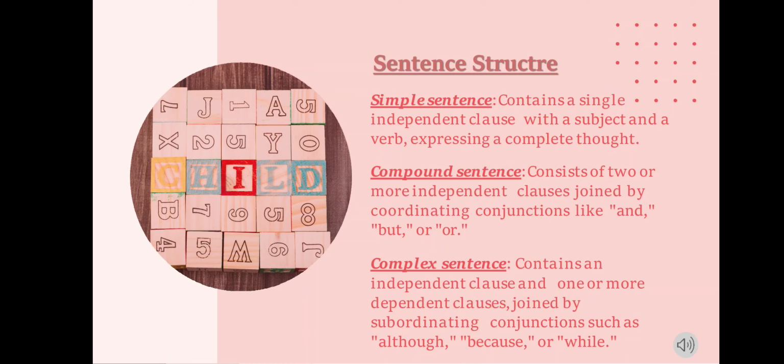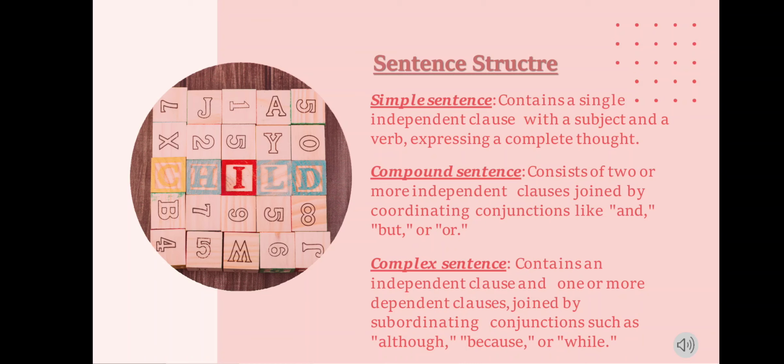A compound sentence consists of two or even more independent clauses joined by coordinating conjunctions such as and, but, or, or simply by punctuation marks like semicolons. Each independent clause can stand alone as a separate sentence. For example, the sun shines brightly and the birds sing joyfully. The two clauses can stand alone and form a single idea.